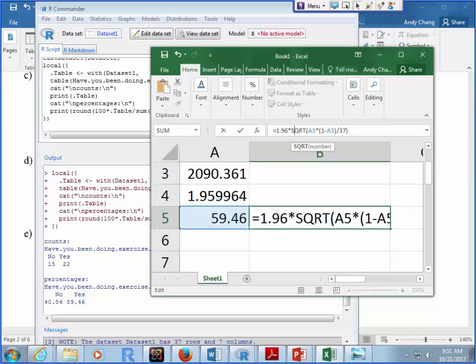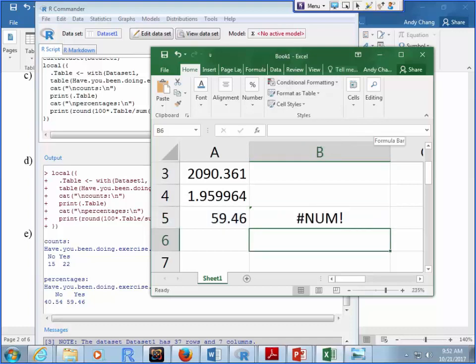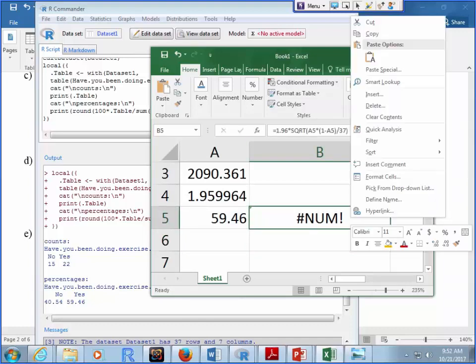1.96 times square root of A1 times 1 minus A1. How come? Let me see.